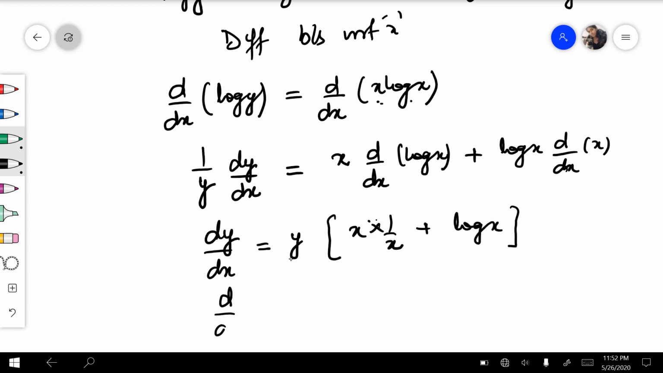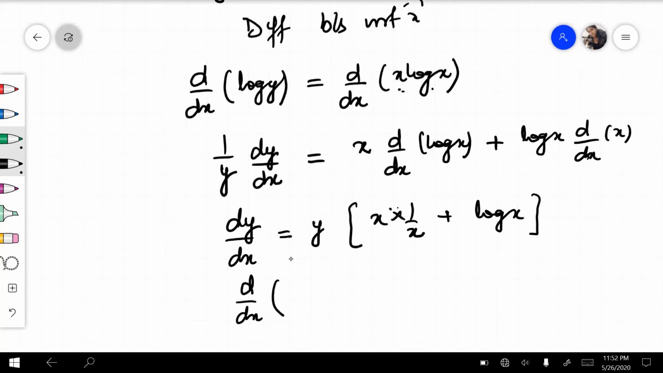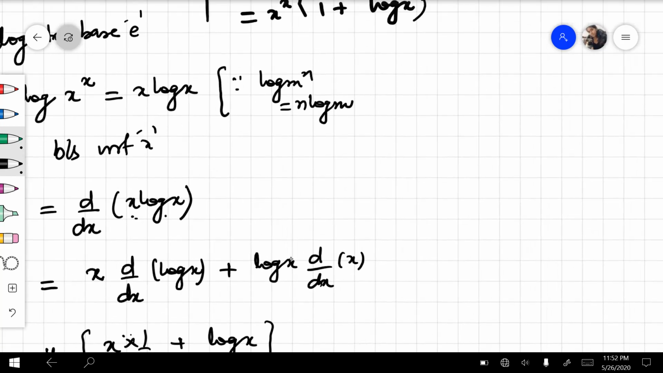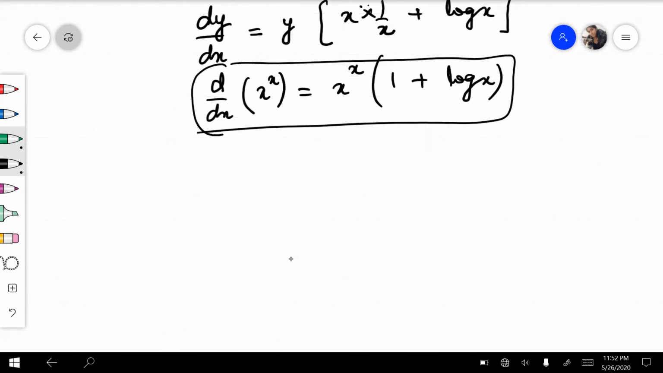y का वैल्यू वापस रिटर्न कर दीजिए. y किसके इक्वल था x raised to power x, is equal to x raised to power x 1 plus log of x. आप चेक कर सकते हो ऑब्जेक्टिवली हमने क्या फाइंड किया था. It was x raised to power x into 1 plus log of x.